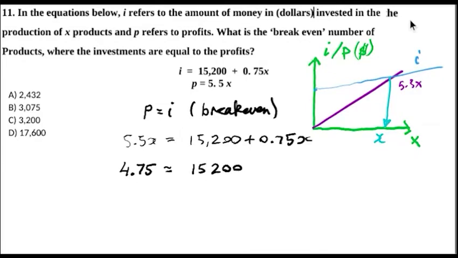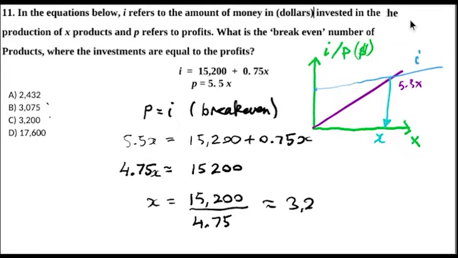So if we look at 5 into 15,000, that would give us approximately 3,000. So our two answers are either B or C. We don't really know yet. So if we divide across by 4.75, we know that it's going to surpass the 3,000, as 4.75 is smaller than 5. So it'll be approximately 3,200. Therefore, C is the answer.